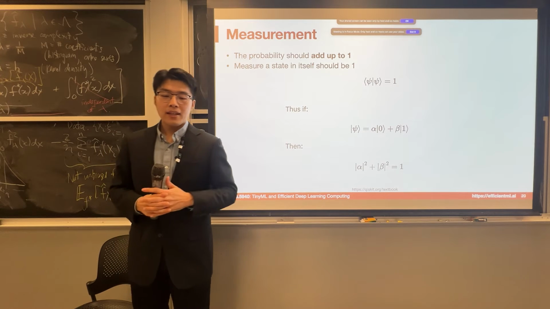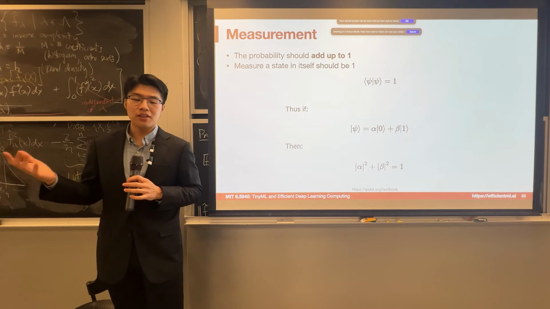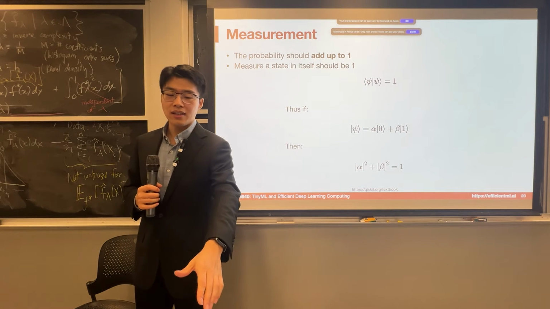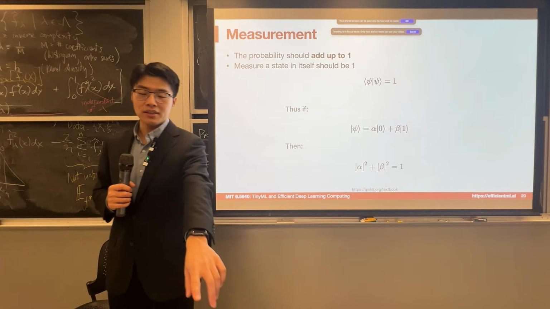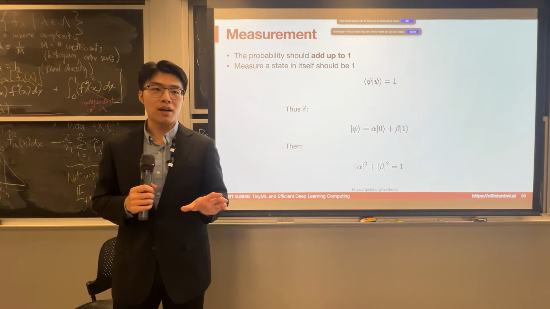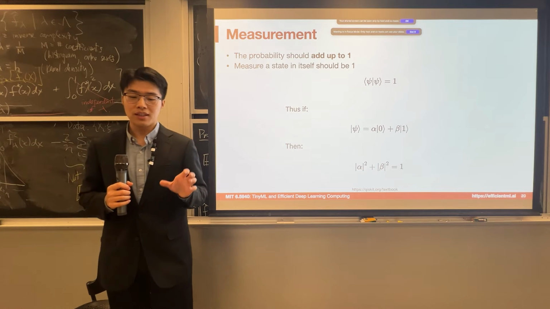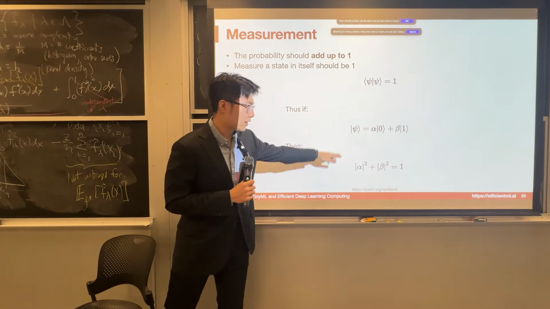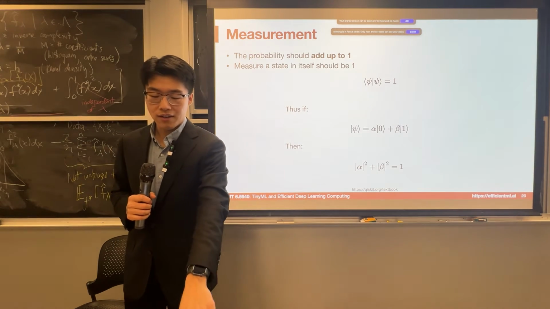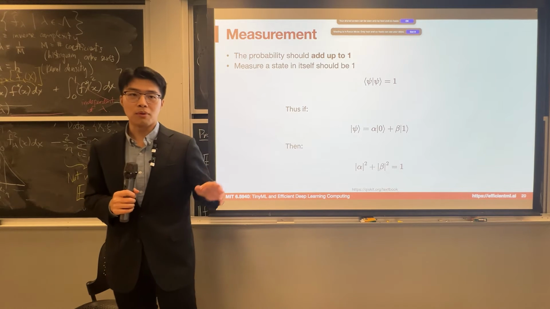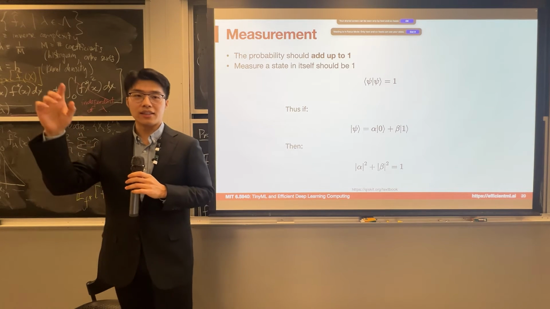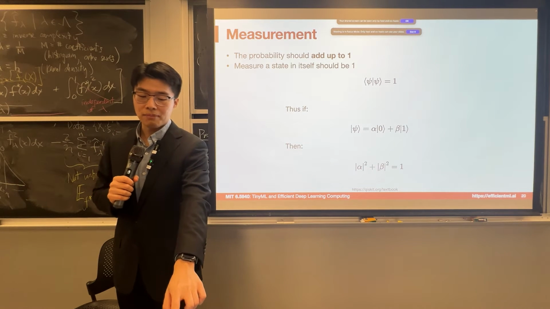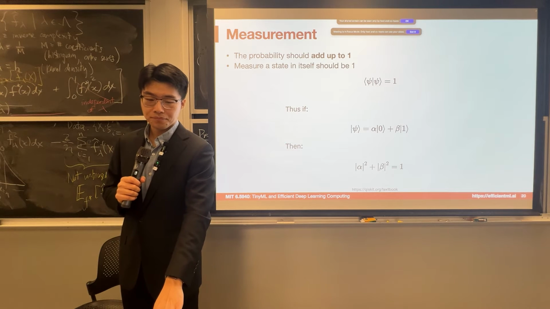Okay, so another property is that all the probabilities should add up to 1. That is easy to understand because we just have 2 states. A mathematical proof is that when we measure a state in itself, the result should be 1, because you measure a state and then you should always keep the state. If we do this calculation, we can see that alpha square plus beta square should be 1. So that means alpha and beta in a vector should have the property that the magnitude squared of them should sum up to 1.